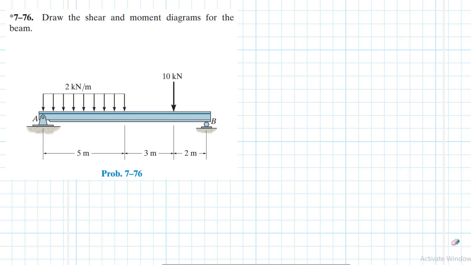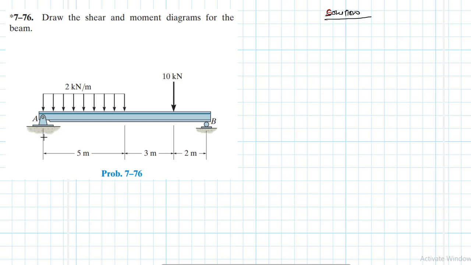The problem reads, draw the shear and the moment diagrams for the beam. This problem is coming from the Engineering Mechanics Statics textbook, 13th edition by R.C. Hibbeler. We have a simply supported beam with a distributed load on half the span, and then a point load which is placed 2 meters from B.